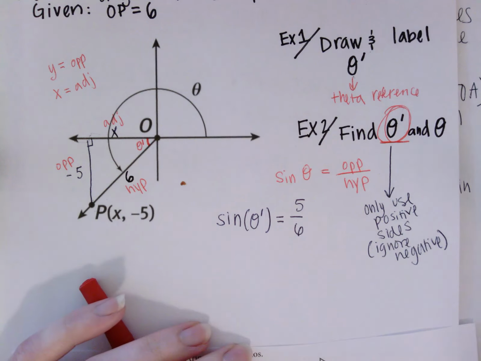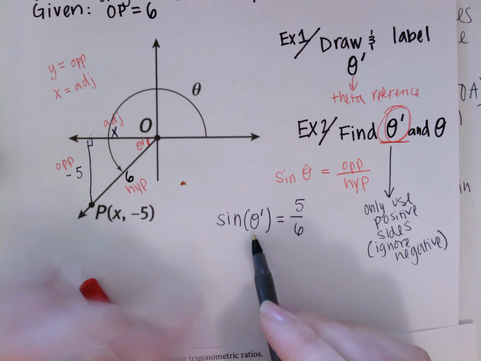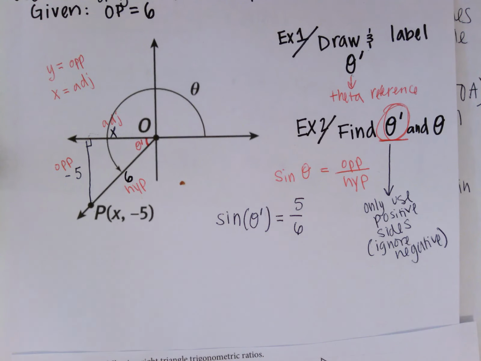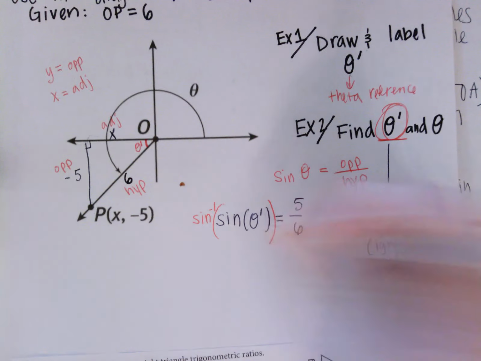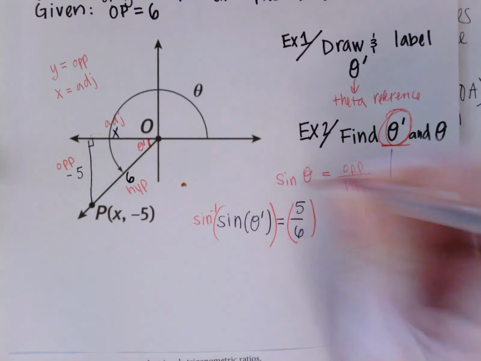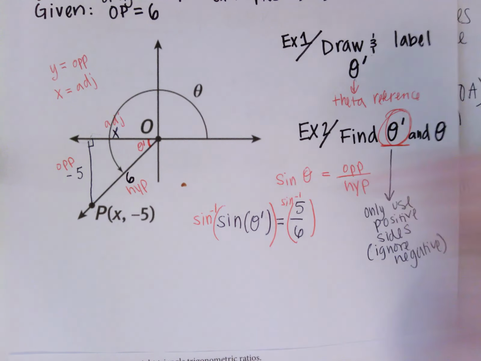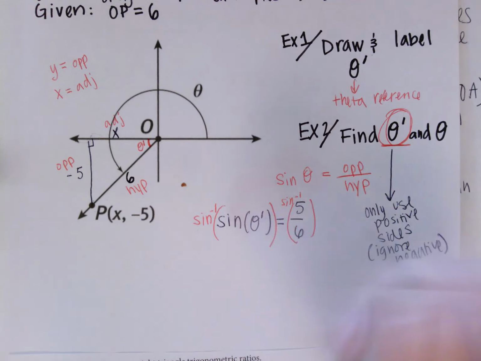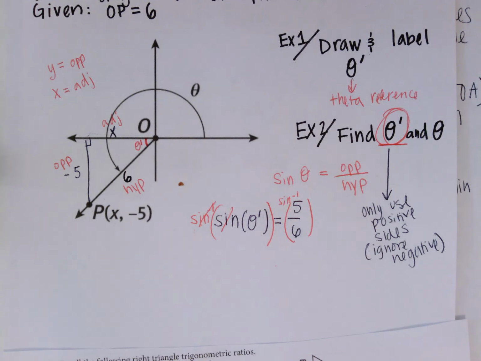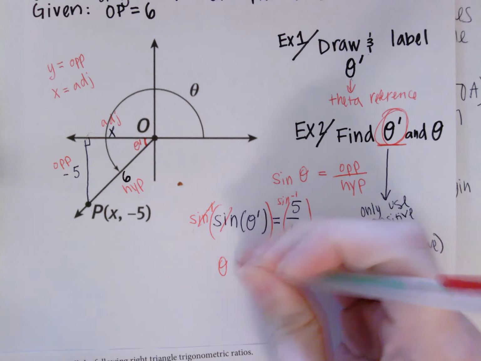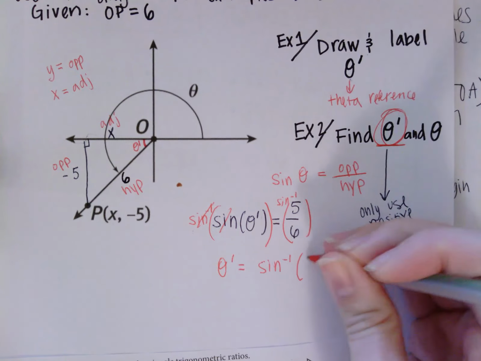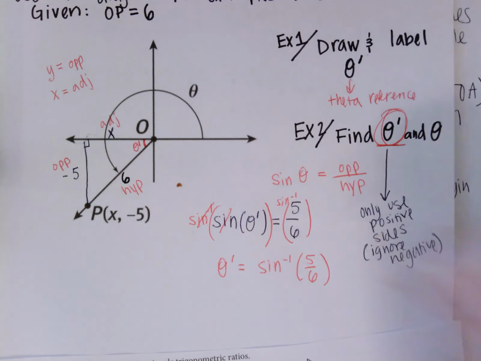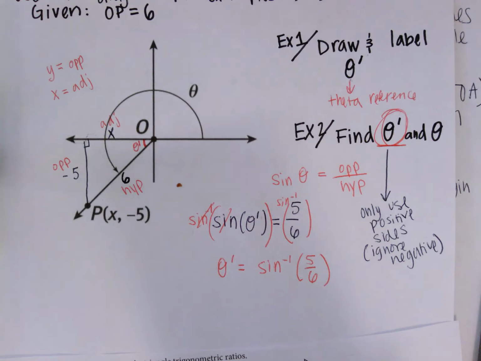Now I'm trying to find theta reference, so that means that I have to undo the sine function. In order to undo the sine function, we are going to use sine inverse. Whatever I do to one side, though, I have to do to the other. Sine inverse and sine cancel out. Notice how theta reference is by itself now. Theta reference equals the sine inverse of 5/6.